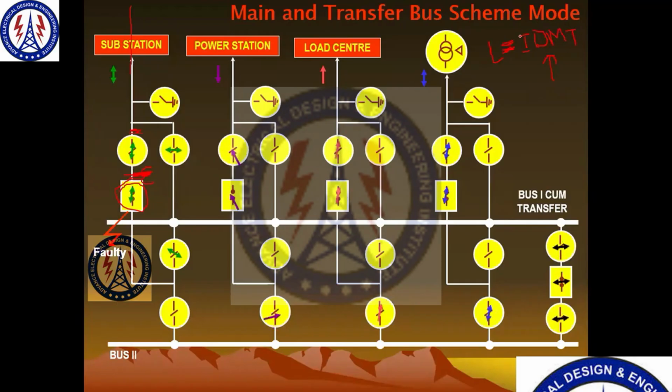But what is this IDMT? This is a characteristic: the time of operation of the circuit breaker is inversely proportional to the fault current. So this is its function. What is it basically doing? Okay, no one knows. So this IDMT is not the principle of the line protection.